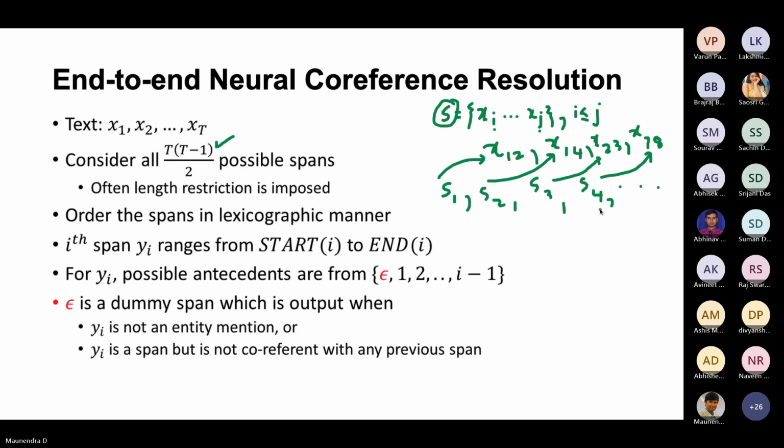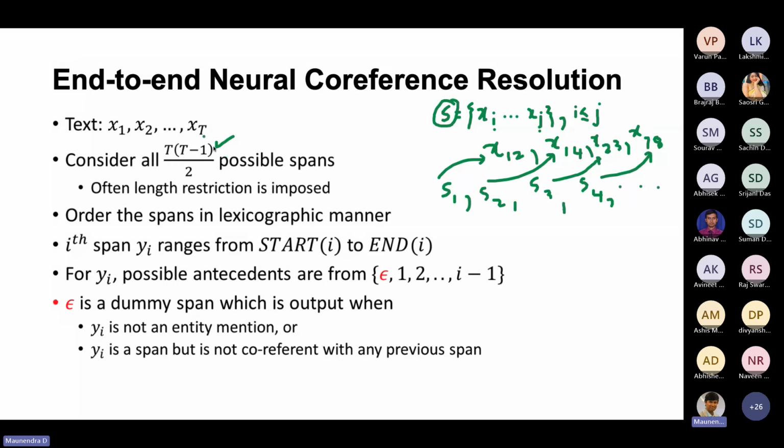So for S4, the possible antecedents will be from S1, S2, S3, which is 1 to i minus 1 if it is Si, and epsilon. Epsilon is a dummy span, which is output when Y is not an entity mention. Algorithms can go wrong, or there could be, we saw, some pronouns which could be non-anaphoric, like "it is going to rain," where "it" does not refer to anything here. Or it could be the first mention, the first time a specific entity is being mentioned. So that means there is no antecedent, but we can get something which will come later. So this is the overall structure and terminology.